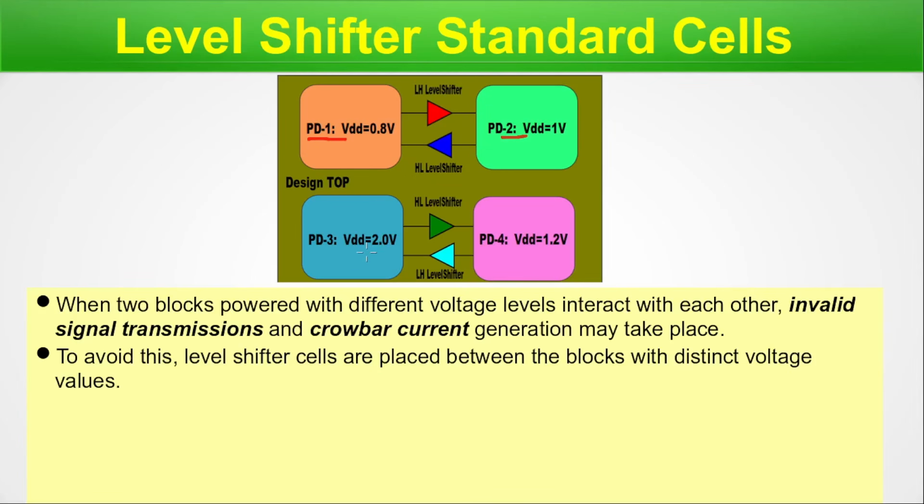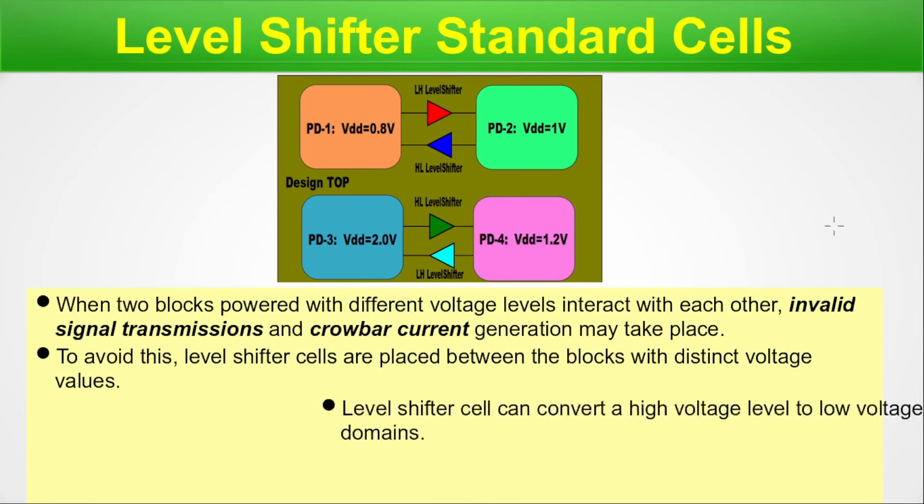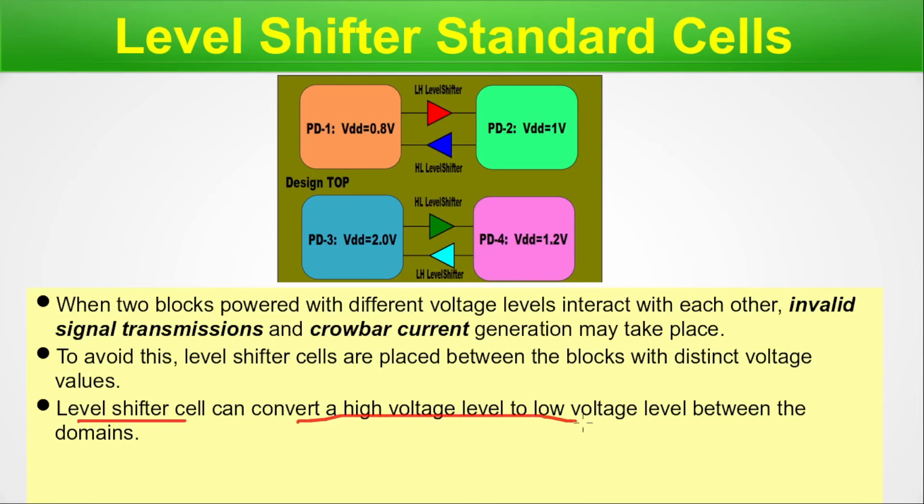Now we just switch the high and low value in the next figure here, right? It is PD3 and PD4, right? Here the VDD is 2 volt and here it is 1.2 volt. So this is high and this is low. The HL level shifter, that means high to low level shifter, is placed in this direction, and LH, that means low to high, is placed in this direction. In this way, the miscommunication between two different power domains which are talking to each other at two voltages is avoided. The level shifter cells can convert high voltage level to low voltage level between power domains. That means cross-domain talk between the two different power domains is managed by the level shifter.